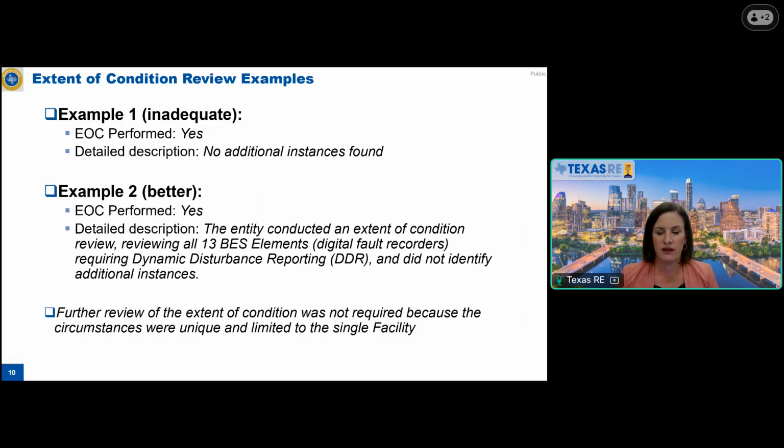and you may have a different because, but a lot of times it's because the circumstances were unique or they were limited to a single facility and you reviewed the whole facility. And so you didn't need to go outside. Maybe you only have a single facility, so there's no other facilities to look at. There can be numerous reasons, but if you feel that the extent of condition review is not necessary because there is no reason to believe that there could be additional instances elsewhere, then this is the language that you're going to use.